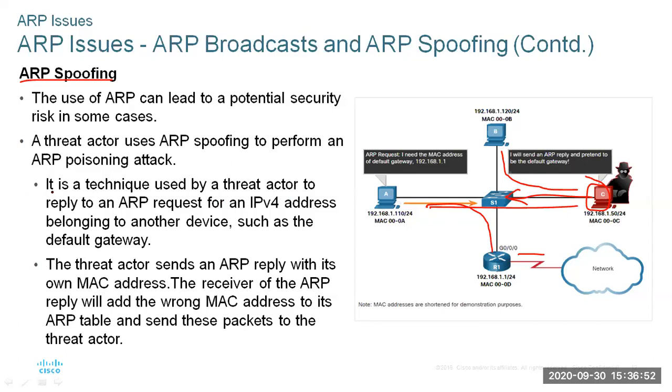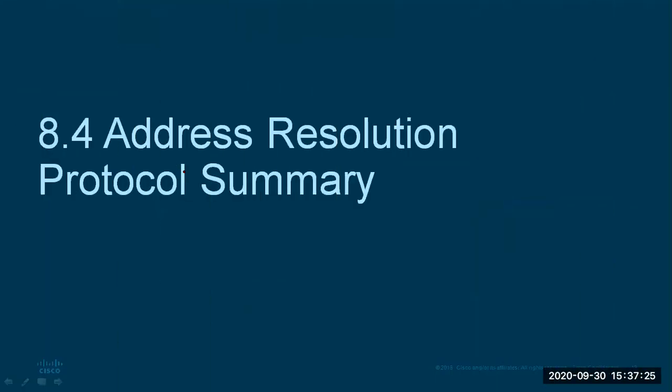It is a technique used by a threat actor to reply to an ARP request for IP version 4 addresses belonging to other devices, such as the default gateway. The threat actor sends an ARP reply with its own MAC address. The receiver of the ARP will add the wrong MAC address to the ARP table and send the packet back to the threat actor. So ARP spoofing is bound to happen anytime there are broadcasts being sent.